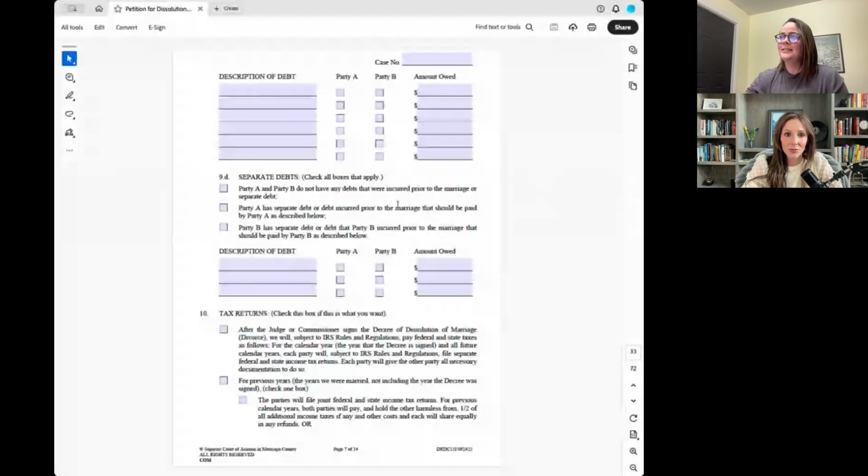Tax returns, pay attention to this. This can have some longer implications, but most of the time, parties will say that they're going to file jointly in the year previous that they were married, and then ongoing they'll start filing separately. But it might be worth talking to a lawyer or a tax person if you have assets that you're concerned about.